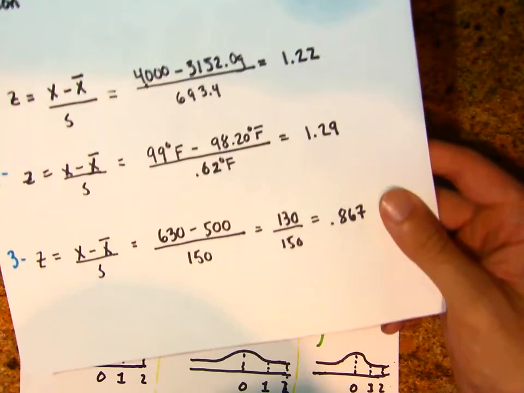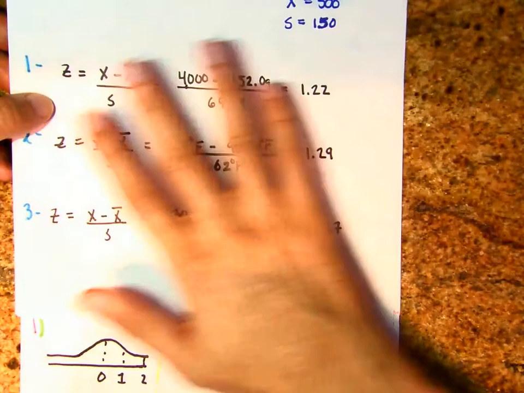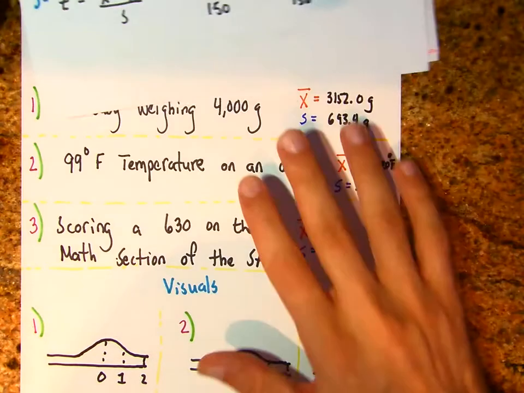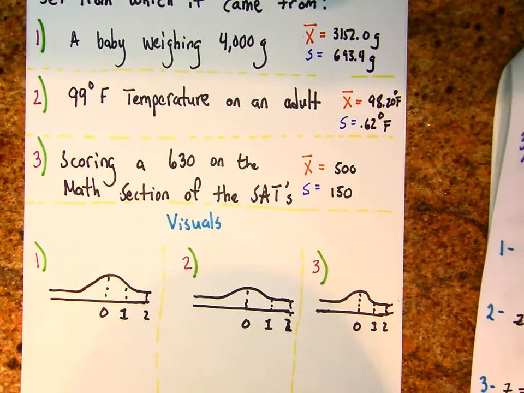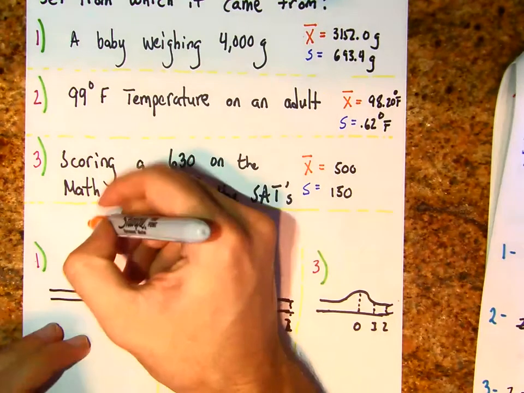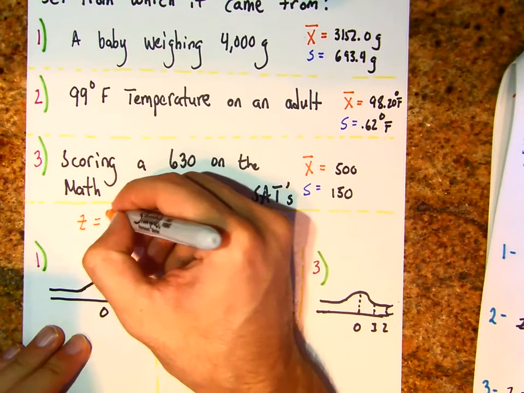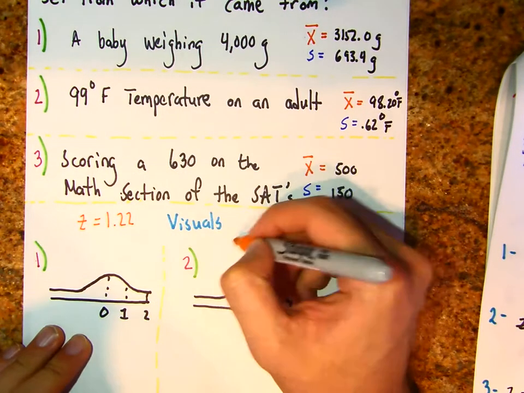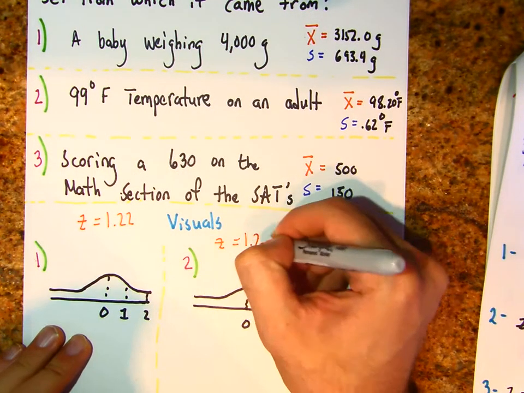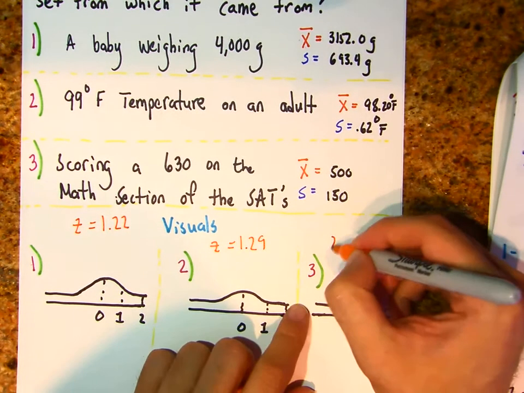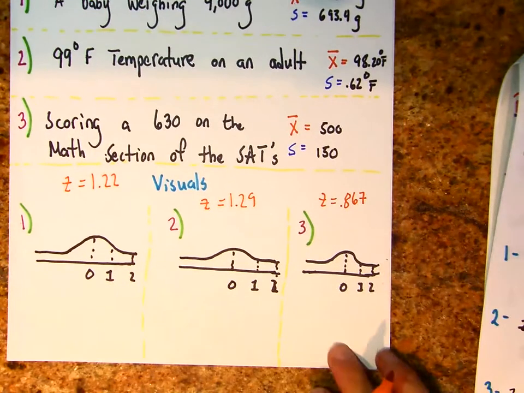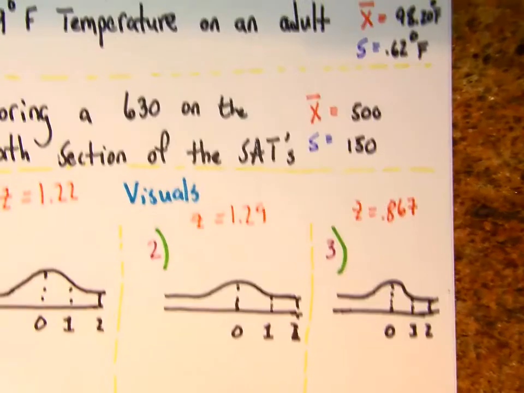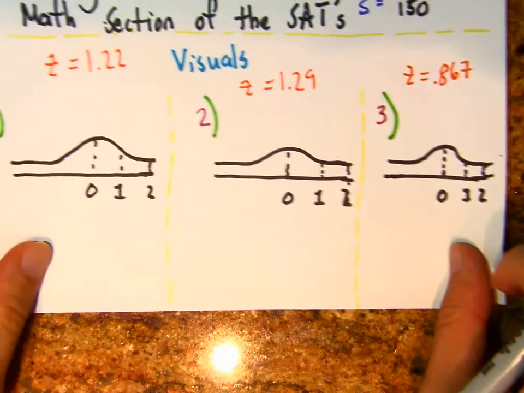So let's create a visual, because just showing these numbers is not enough. A visual always helps. So let's take a look over here. If we look at the first example, what was the z-score? We had a z-score of 1.22. This z-score was 1.29, and this z-score was 0.867. Okay? Which one was more extreme? Let me zoom in a little bit. Let me fix the camera angle.